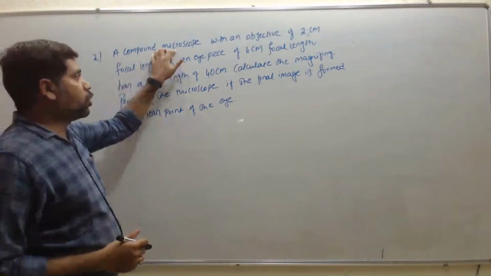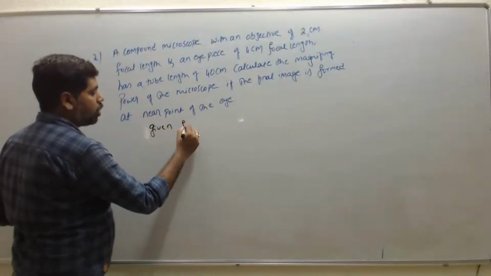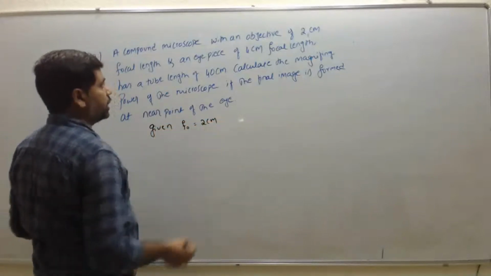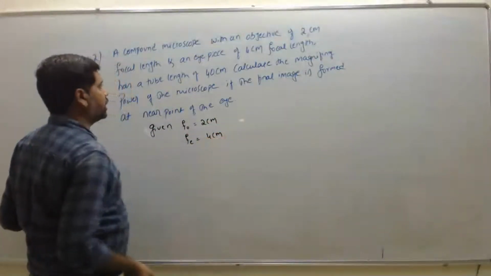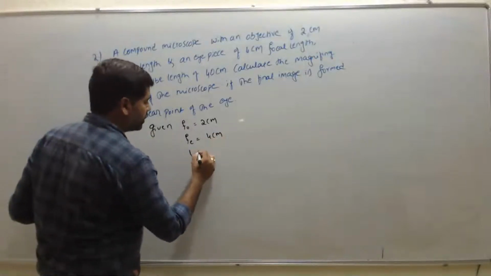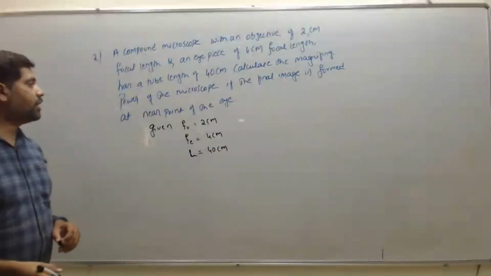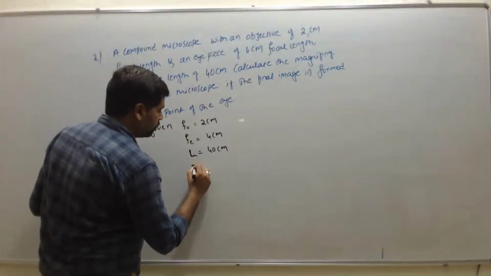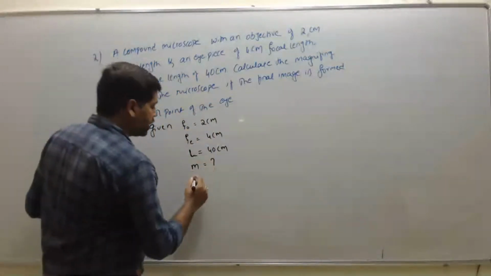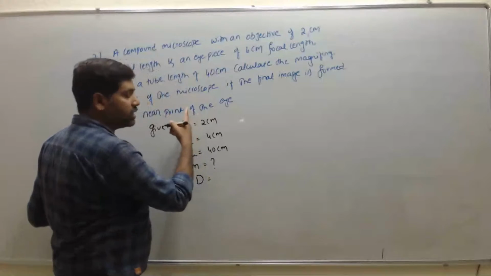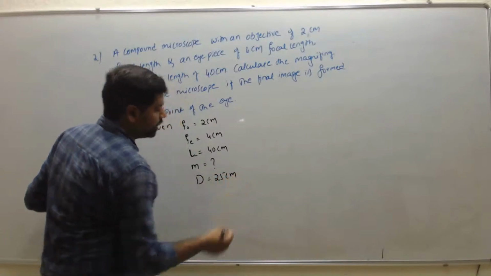So the given compound microscope has an objective of 2 centimeter focal length. The given objective focal length is 2 centimeter, and the eyepiece focal length Fe is equal to 4 centimeter, and the tube length is 40 centimeter, that is L is equal to 40 centimeter. Then calculate the magnifying power M of the microscope if the final image is formed at the near point of the eye. The near point of the eye is the least distance of distinct vision, that is D equals 25 centimeter.